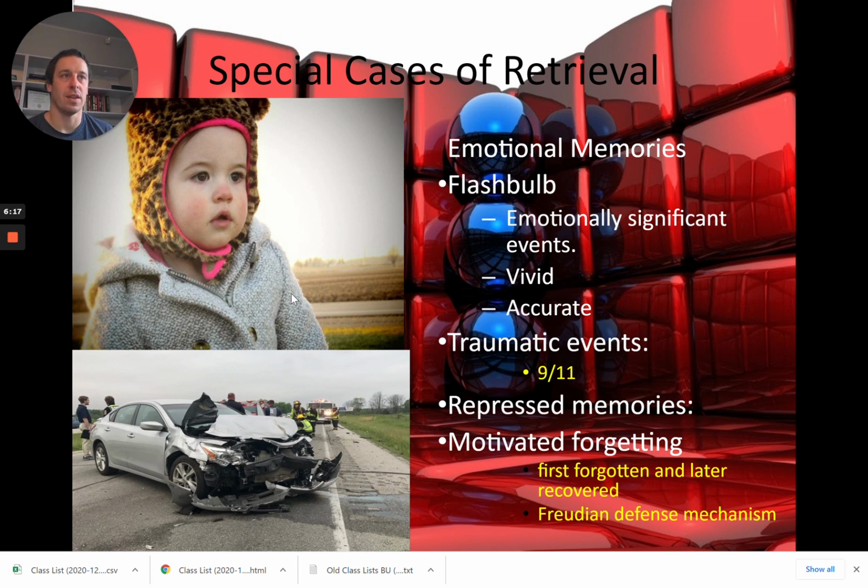Or you can remember getting married. You can remember kids being born. You can remember funerals. You can remember where you were when this happened. Those are emotional memories, things that are never going to be forgotten. That's what a flashbulb memory is. It's the things that you will not forget. It's the things that are really clear, really emotionally significant. They're vivid. They're accurate. They're perfect.